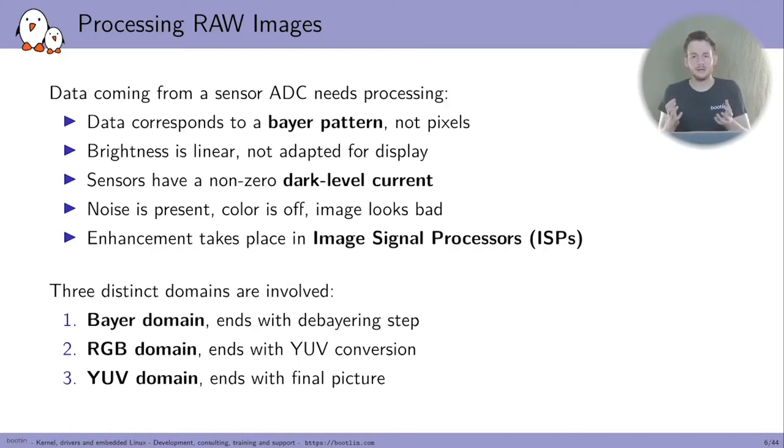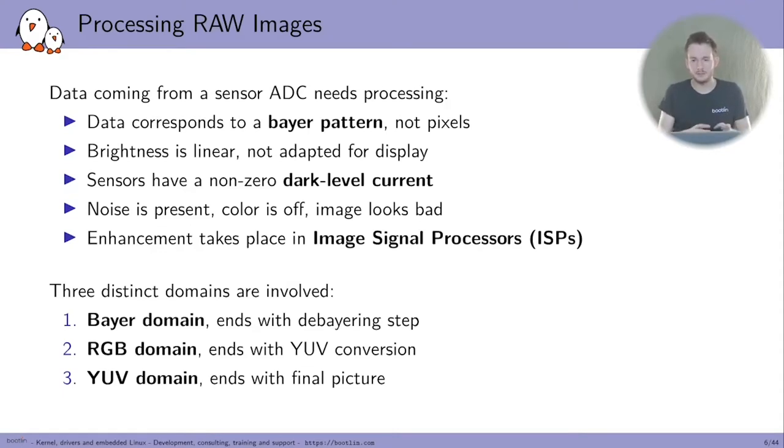In order to apply these enhancements, as well as other types of enhancements, the dedicated components to do that are called the image signal processors. Typically they can be attached to the sensor, in the same package as the sensor, or they can be separate, typically in the system on a chip, where there can be an ISP dedicated in there. Basically the ISP, which is in charge of applying all the enhancements that we need, will be divided into three different domains.